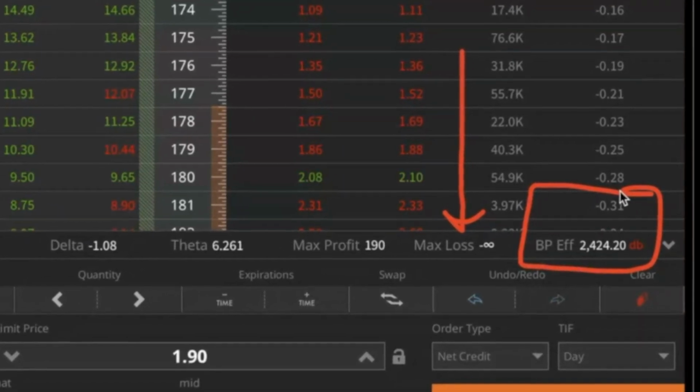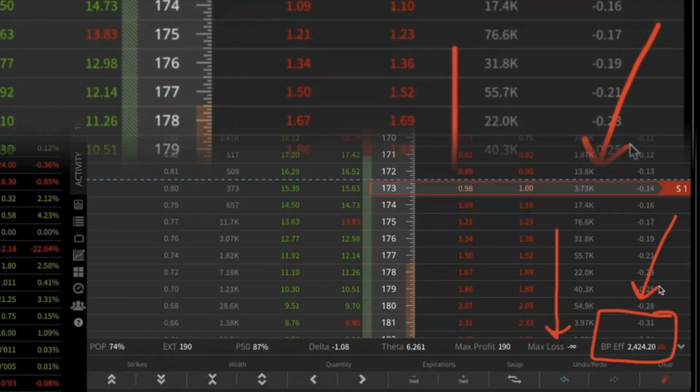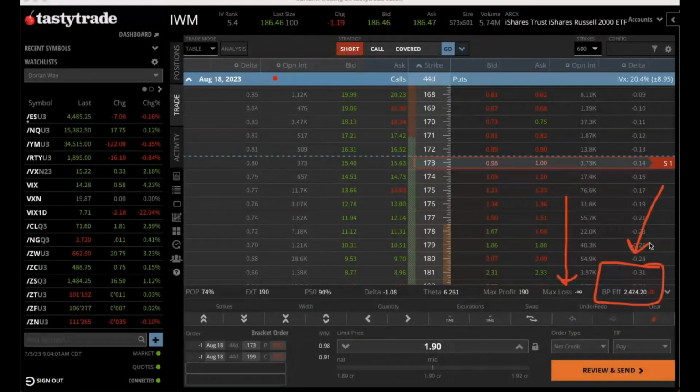That's how much they're requiring you to put up to be able to do this strangle. That's what they deem the risk is at this time. It doesn't mean it's going to be static. It's actually going to be dynamic, meaning it's going to change. So this risk can become more, so they will ask for more buying power, or it can become less, and they'll give you buying power back.